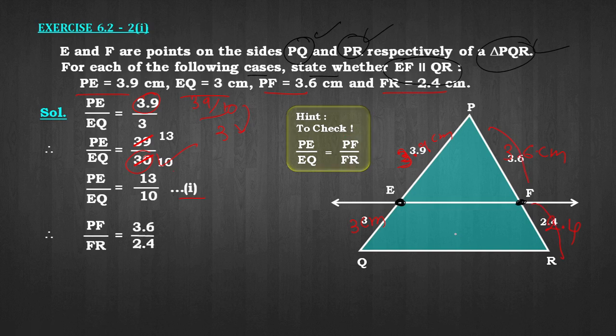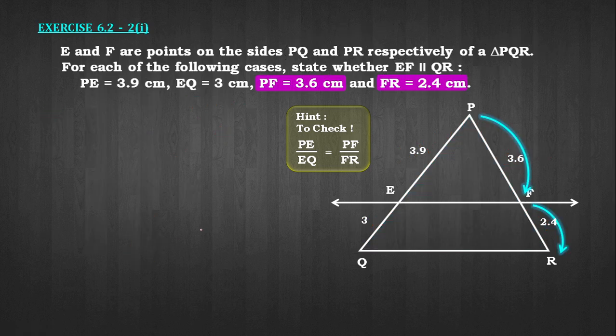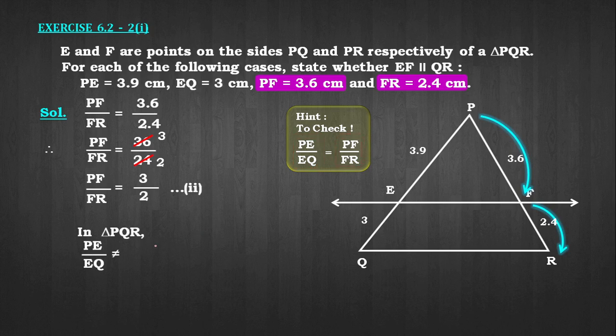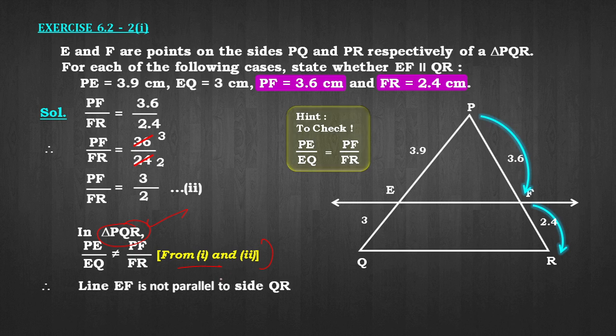PF divided by FR is 3.6 divided by 2.4, that is 36 by 24, that is 3 by 2. Equation 2. Observe from equation 1 and 2, both are not equal. We can say that in triangle PQR, PE by EQ is not equal to PF by FR from 1 and 2. Therefore, we can say that EF is not parallel to QR.